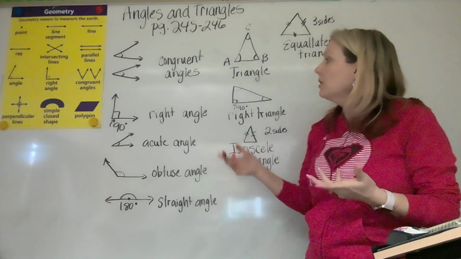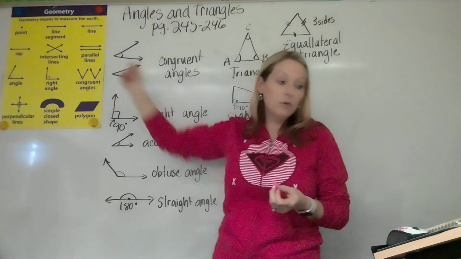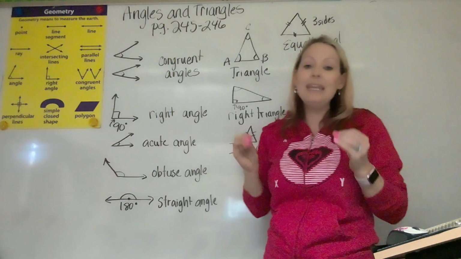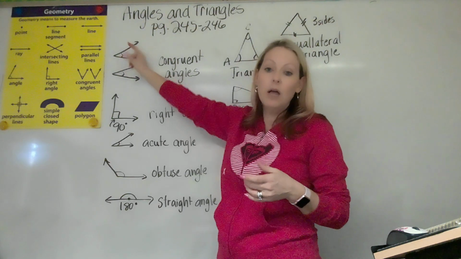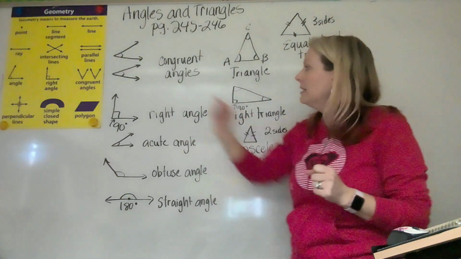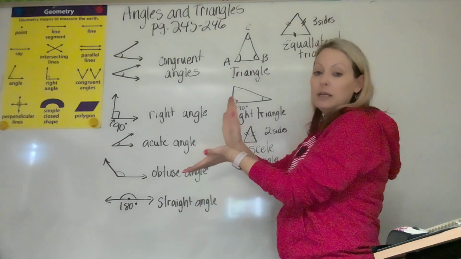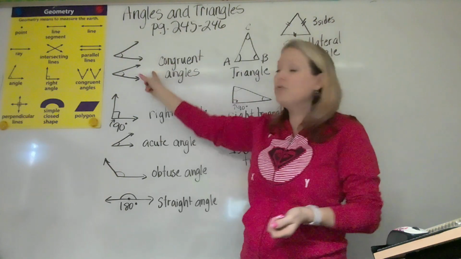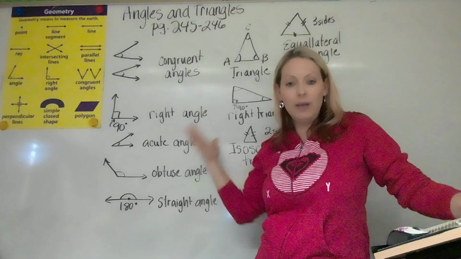So we're going to go with our congruent angles. We did talk about those a couple days ago. Those contain the same number of degrees. Remember, I told you that this little half circle inside the angle shows you how wide or how small the angle is. When you have two that are the exact same size, you have congruent angles.